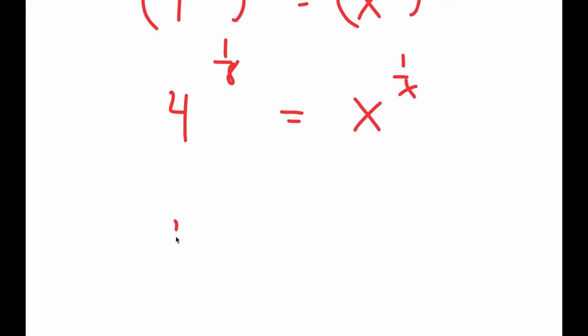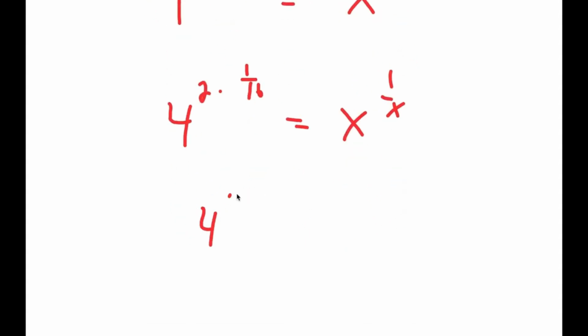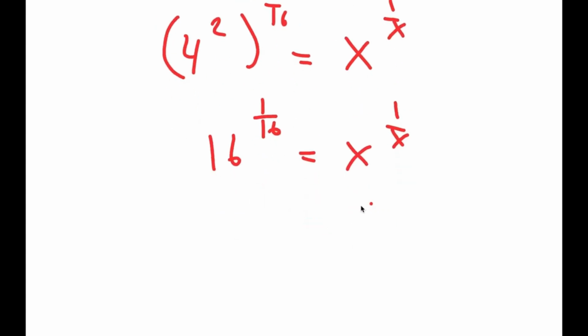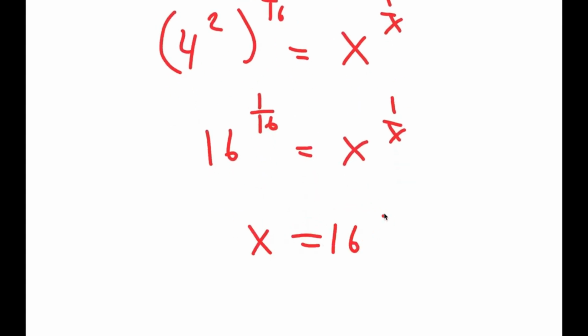Now this is the same thing as 4 to the power of 2 times 1 over 16. And I can rewrite this as 4 squared to the power of 1 over 16 is equal to x to the power of 1 over x. And 4 squared is 16. So I get 16 to the power of 1 over 16 is equal to x to the power of 1 over x, meaning x is equal to 16.